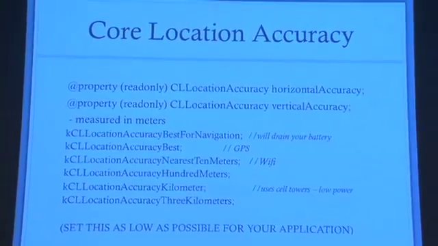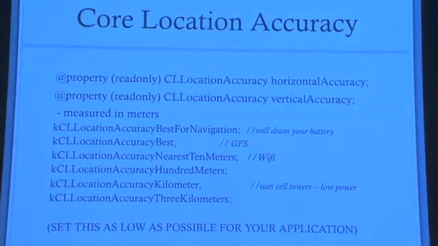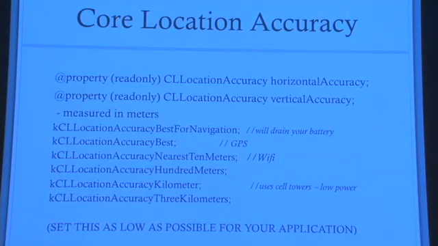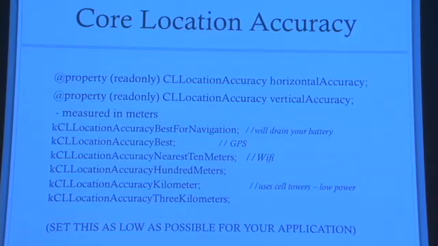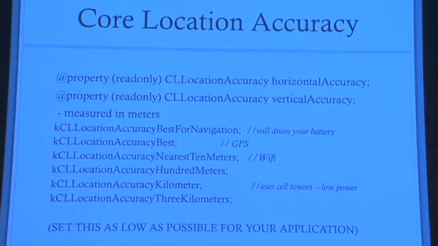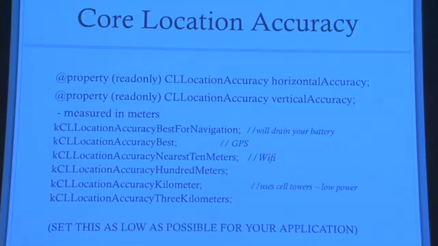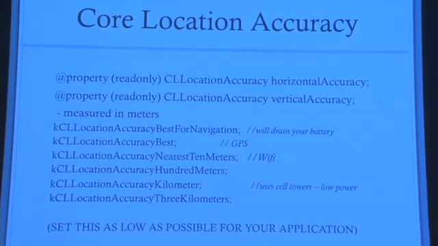There are 2 other properties of a location, one of which is horizontal accuracy and one of which is vertical accuracy, the vertical accuracy pertaining to your altitude. These are both measured in meters. And these are the different types of accuracy that you can specify. The best one, the most accurate, is kCLLocationAccuracyBestForNavigation. If you're going to use this, this is continuous GPS. You're going to want to assume that your user is plugged in to their cigarette lighter in their car. This is the turn-by-turn type of accuracy.